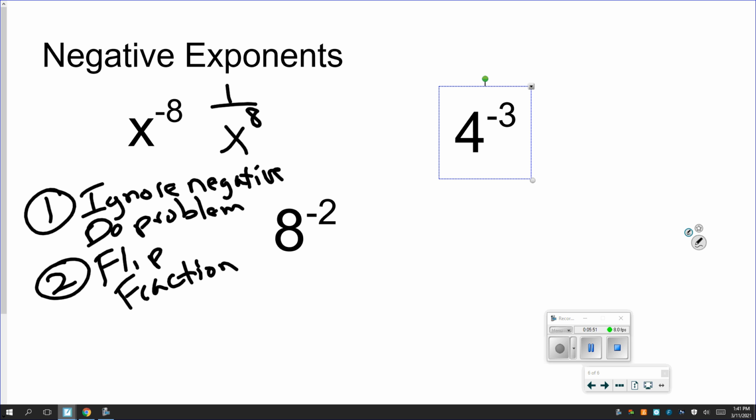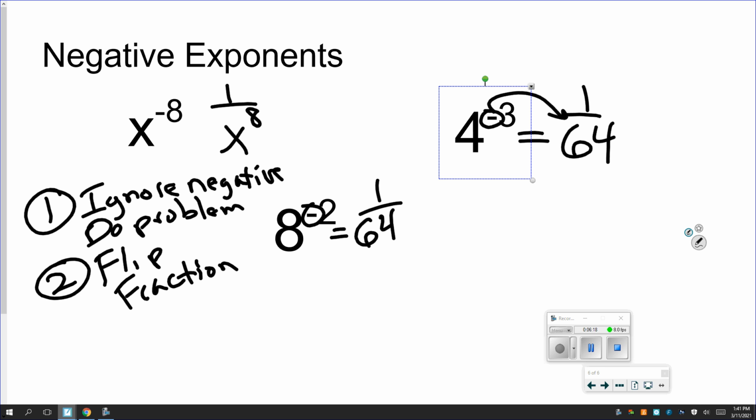So how that would look with numbers. So 8 to the negative 2. I ignore the negative, so I'm not paying attention to it, so I would do 8 squared. Well, 8 squared is 64. And now because of this negative in the exponent, that's where I flip the fraction and get 1 over 64. Alright, 4 to the negative 3rd. Once again, ignore the negative. Just so happens that this one also happens to be 64 when I do 4 to the 3rd. And because of that negative, that creates 1 over 64.